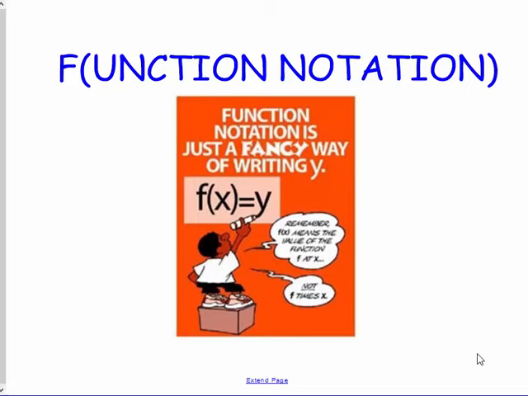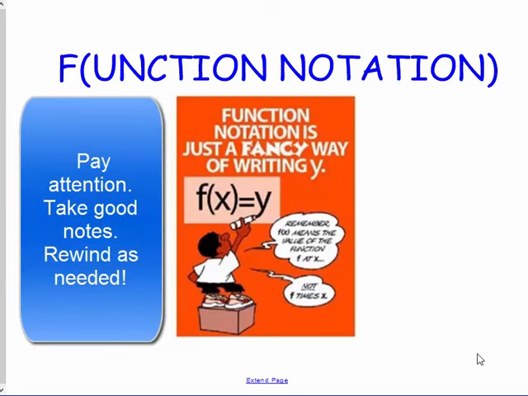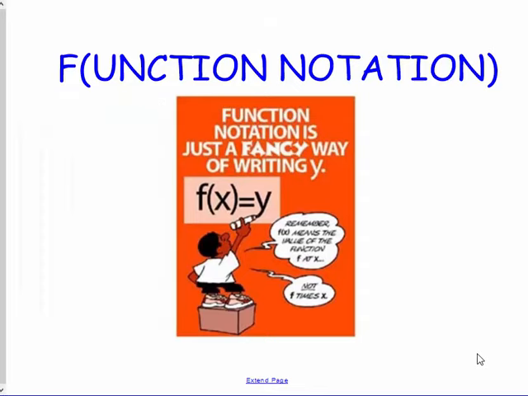Talking about a really important topic for this unit with function notation. This poster, this picture that I borrowed here kind of tells you a lot about what you need to know. Function notation really is just a fancy way of writing y. Once you figure that out, a lot of this stuff actually comes together pretty nicely. Big thing is when you see that f and then the parentheses x, it's not f times x, it's f of x or f at x.